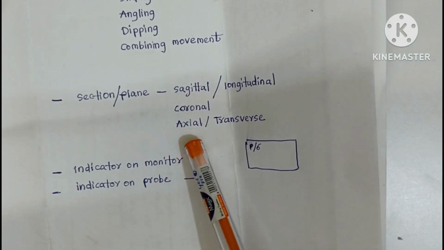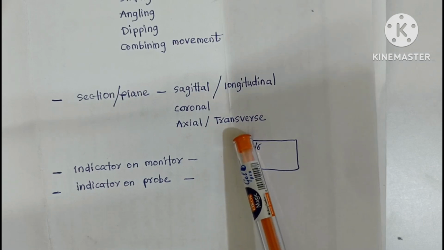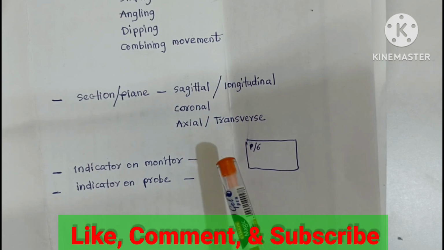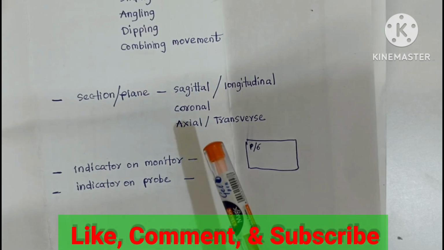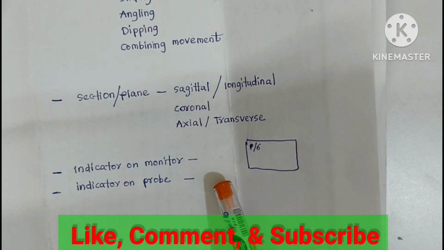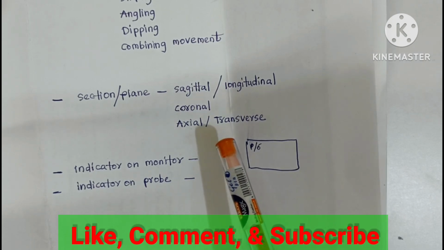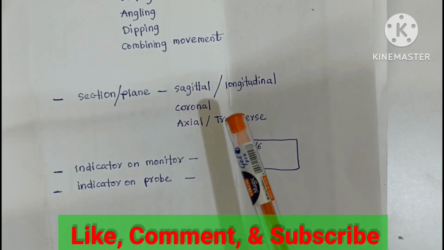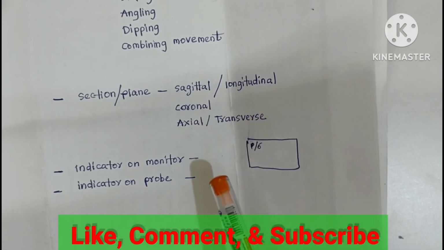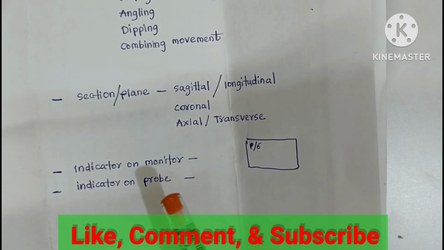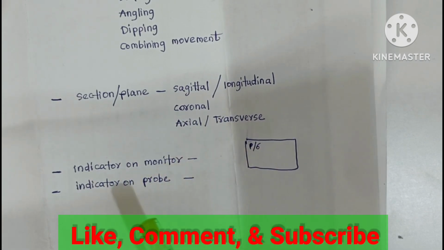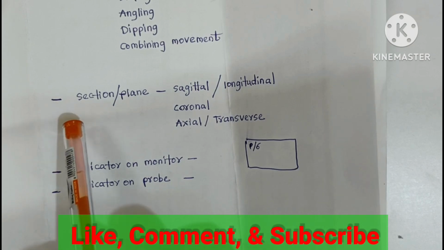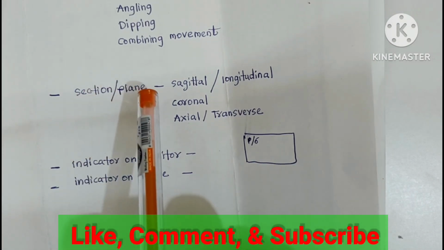Another section is axial section, otherwise called a transverse section. It means the ultrasound beam divides the organ or body into two halves. One part is superior and another part is inferior. That is, the ultrasound beam divides the fetus or organ or body transversely. One part will remain in superior position and another part in inferior position. That is, cut completely from right to left. These three types of plane are present in ultrasound examination.